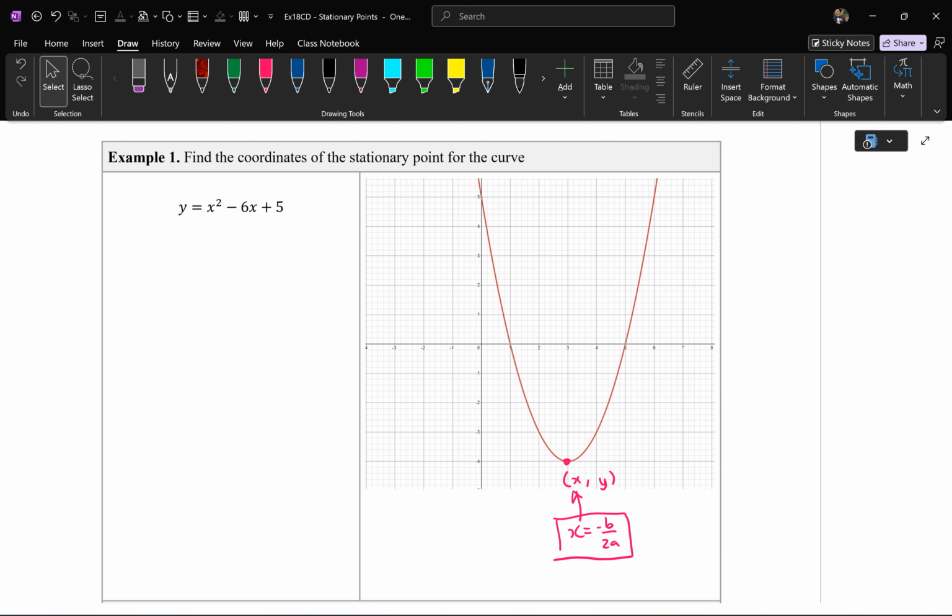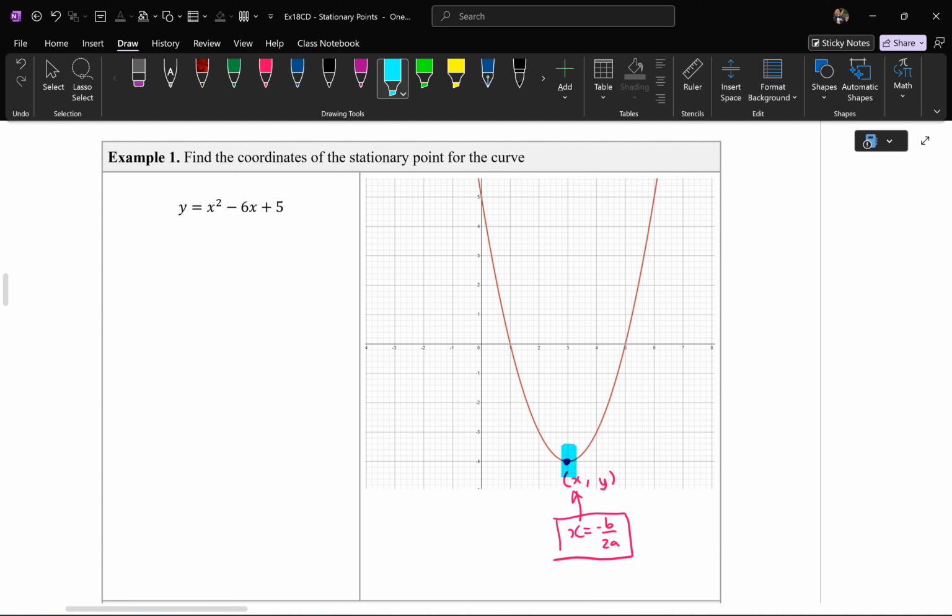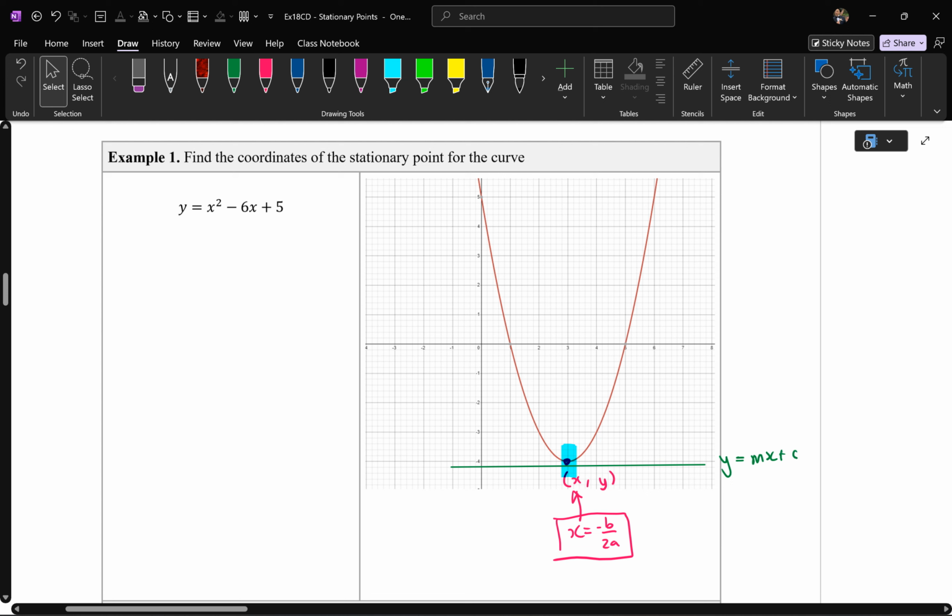But let's start off. I want to find the turning point. Instead of completing the square to find out where that minimum point is, I can already see that if I drew a tangent line right at that point, the gradient has to be 0. So the gradient of the tangent line at that particular point has to be 0. I'm going to draw that line again just to help you understand. So here's the tangent line. The only way to draw a tangent line that touches that particular point is if the gradient of this y equals mx plus c has to be 0.